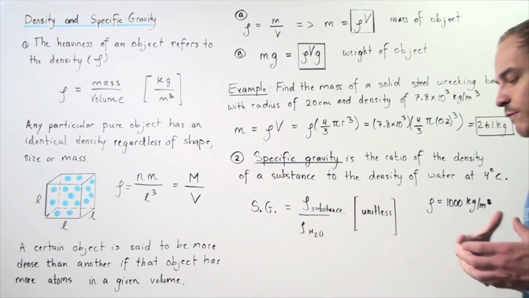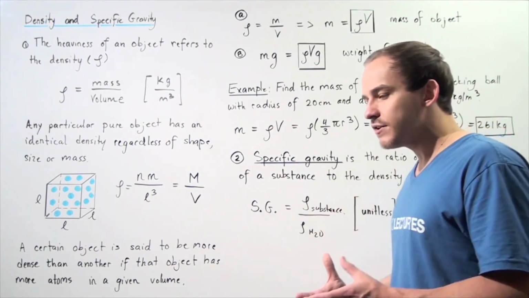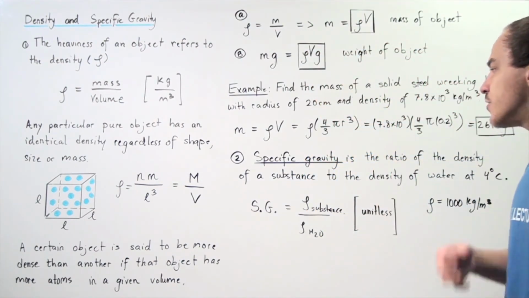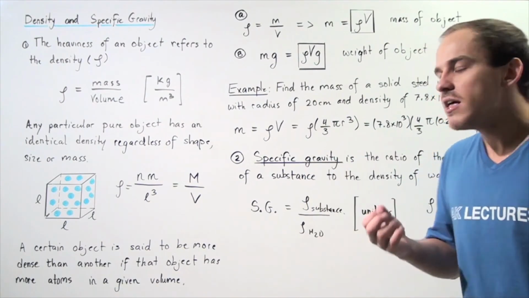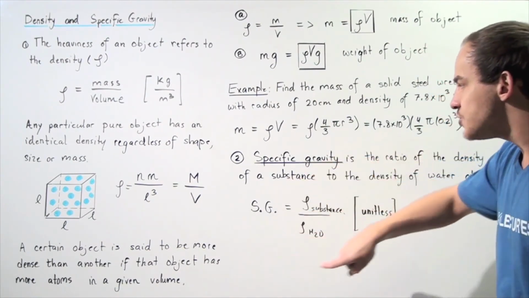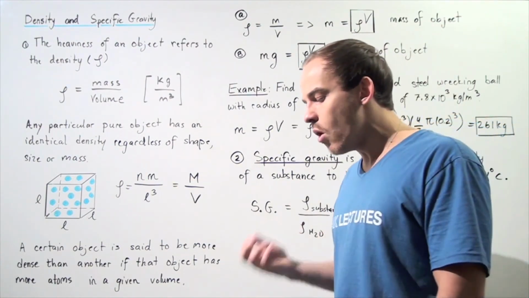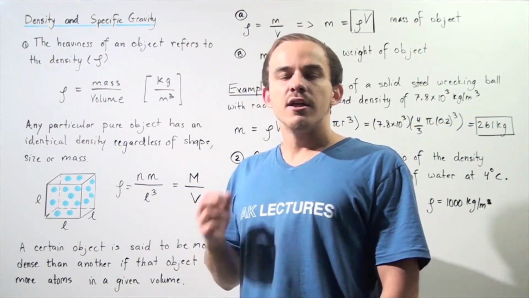For example, if we examine the specific gravity of mercury, we see that mercury is approximately 13 times more dense than water, because this ratio of the density of mercury to the density of water is approximately 13.